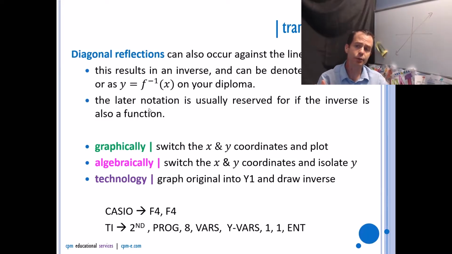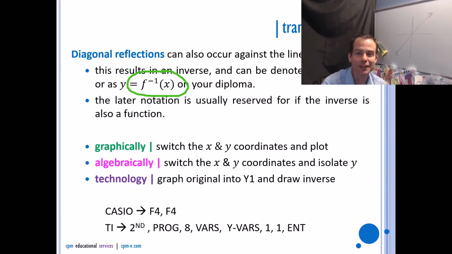An inverse can be denoted as x equals f of y, or as y equals f to the -1 of x on your diploma. This guy here is usually reserved for if the inverse is a function, okay? So we only see that f to the -1 if the inverse is a function. Okay, I didn't read my own notes. The latter notation is usually reserved for if the inverse is also a function. Sorry, I just got talking.